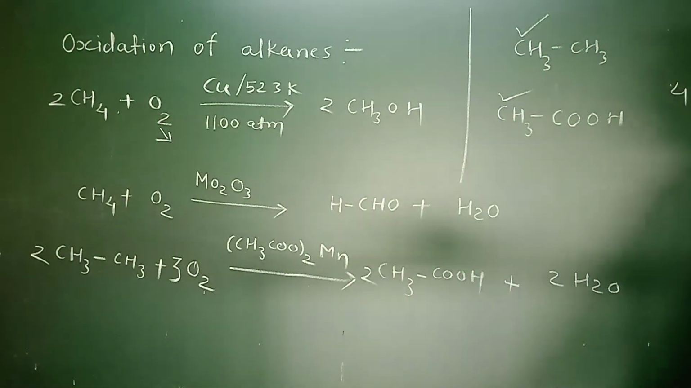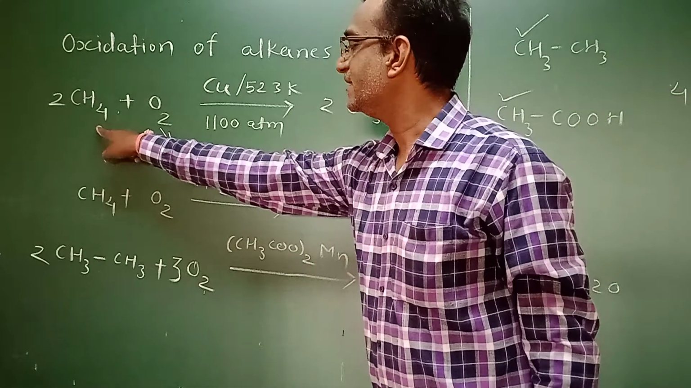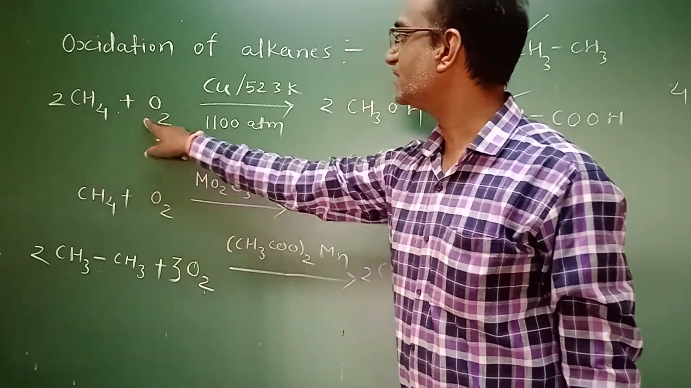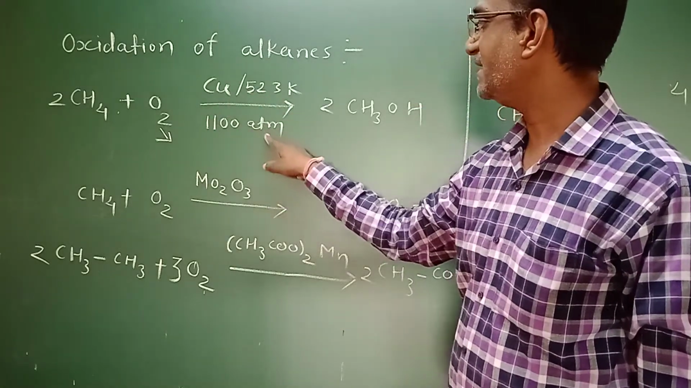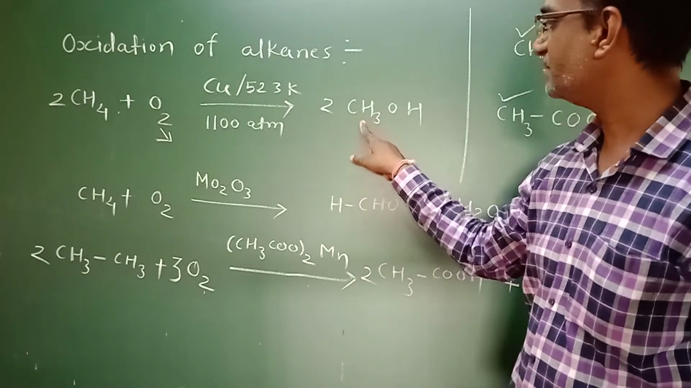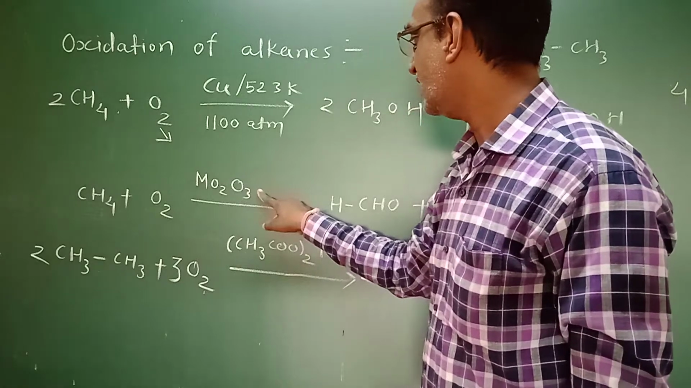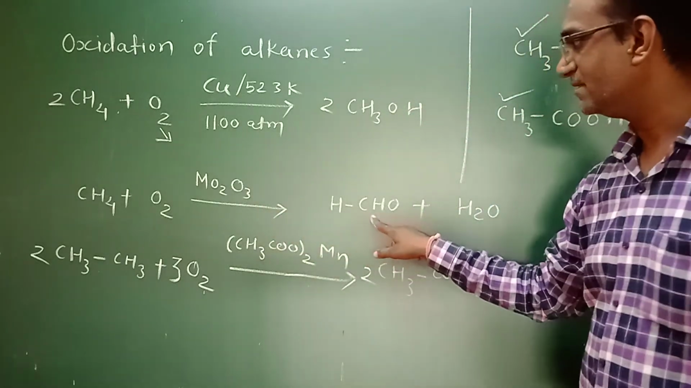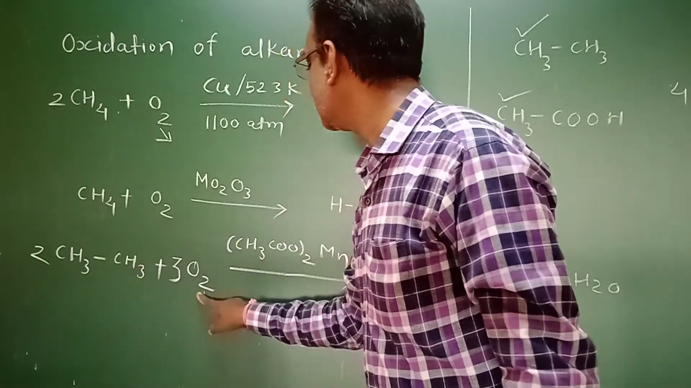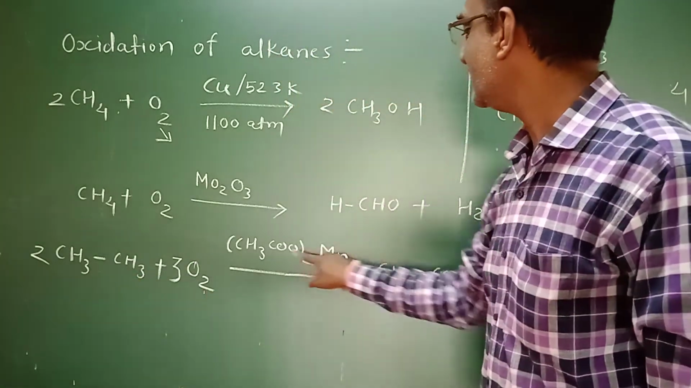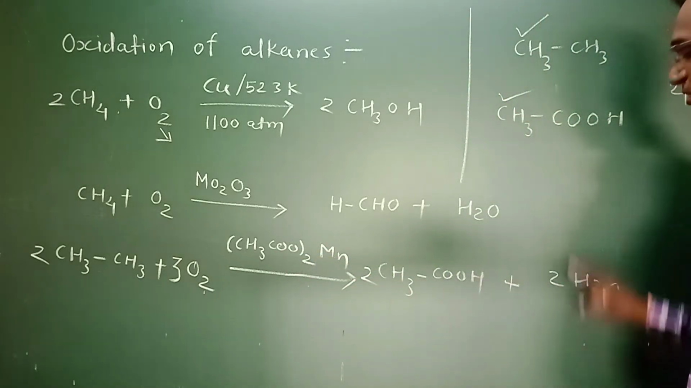During this reaction, you can see that when methane is oxidized by dioxygen in presence of Cu and 100 atm pressure, it gives rise to the formation of methyl alcohol. Methane on oxidation with molybdenum oxide gives formaldehyde by removal of H2O, and ethane with excess of oxygen in presence of manganese diacetate gives acetic acid by removal of water.